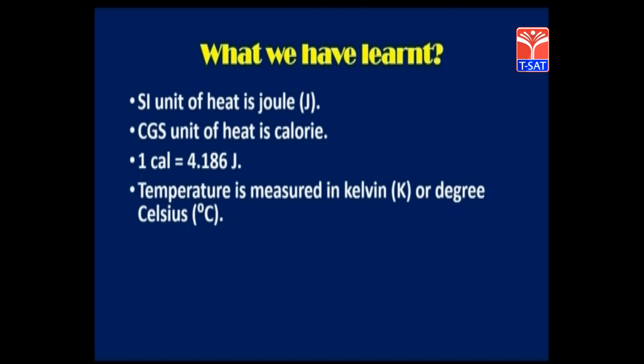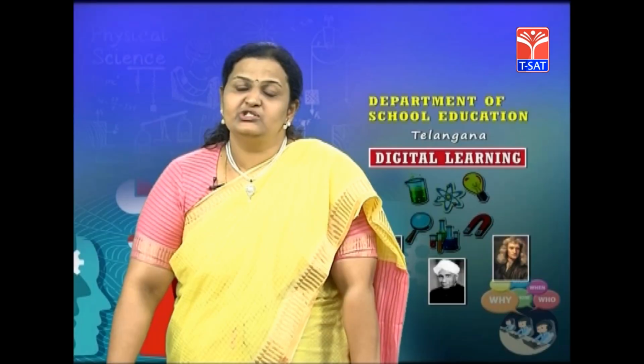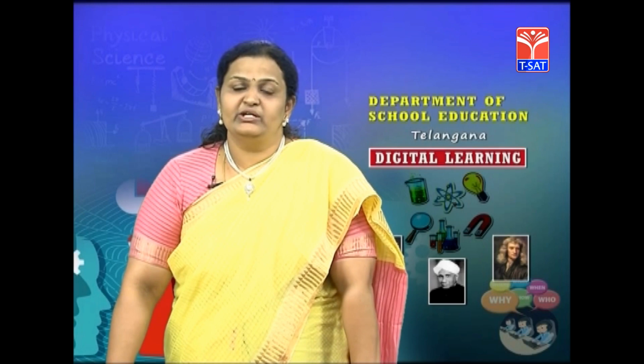Temperature is measured either in Kelvin or in degrees Celsius. K is equal to 273 plus T. This is the conversion, children, from Celsius to Kelvin. The average kinetic energy of the molecules is directly proportional to its absolute temperature. So these are the important points that we have learnt in this class today, children.